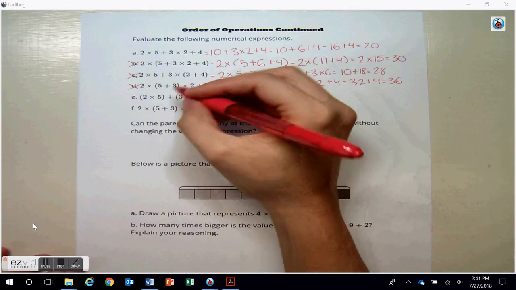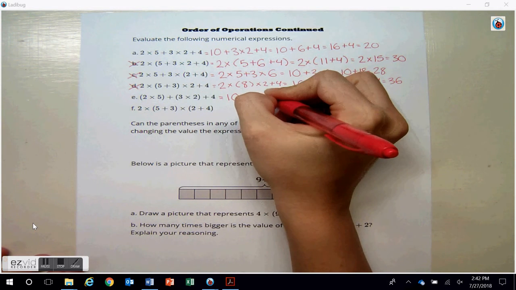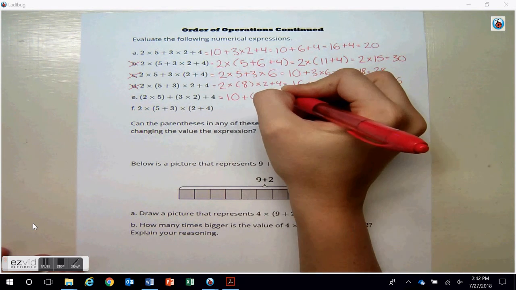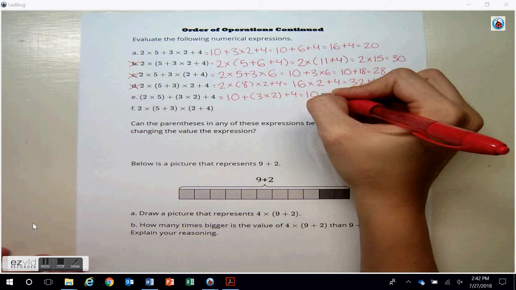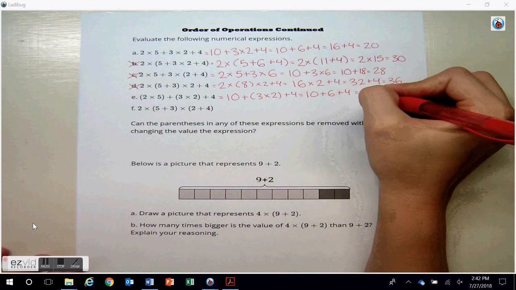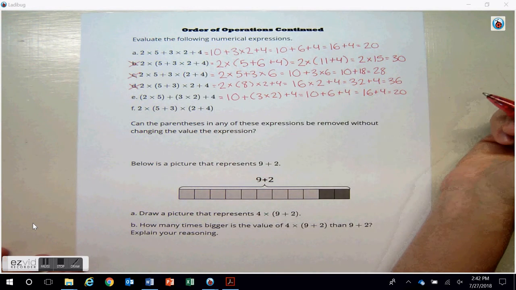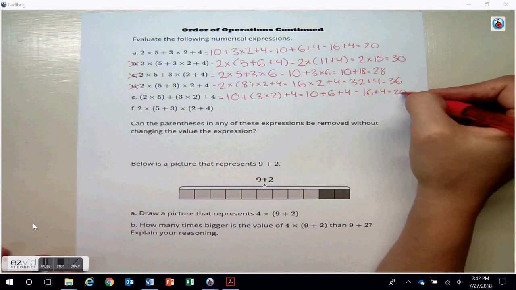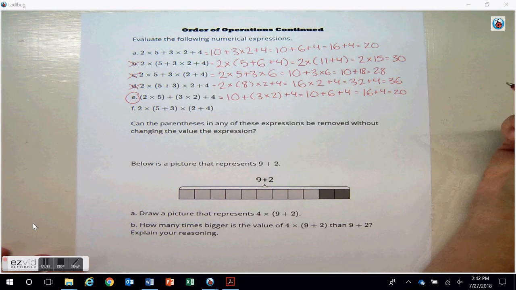Let's look at E. I solve what's in those parentheses. Took care of that first set of parentheses. Then I solve what's in the second set of parentheses. 10 plus 6 is 16. 16 plus 4 is 20. If I take out those parentheses, I would still get 20. So E works, and we'll talk about why it works in a second.